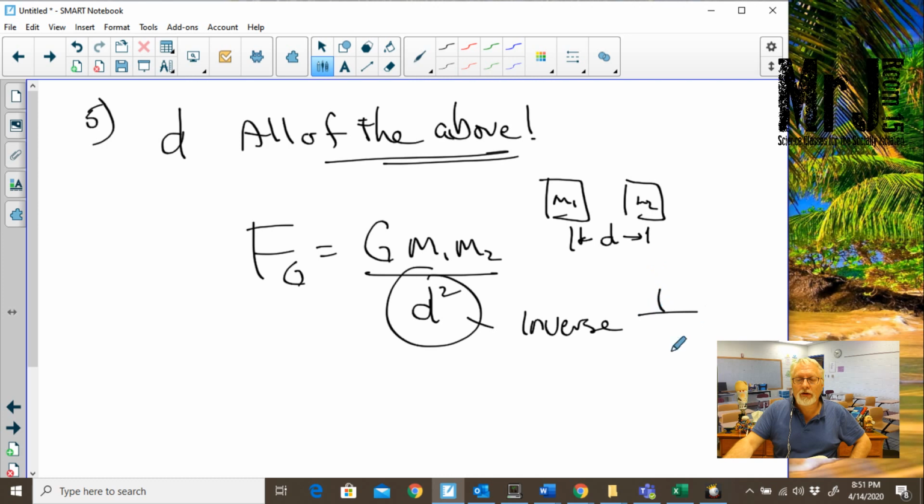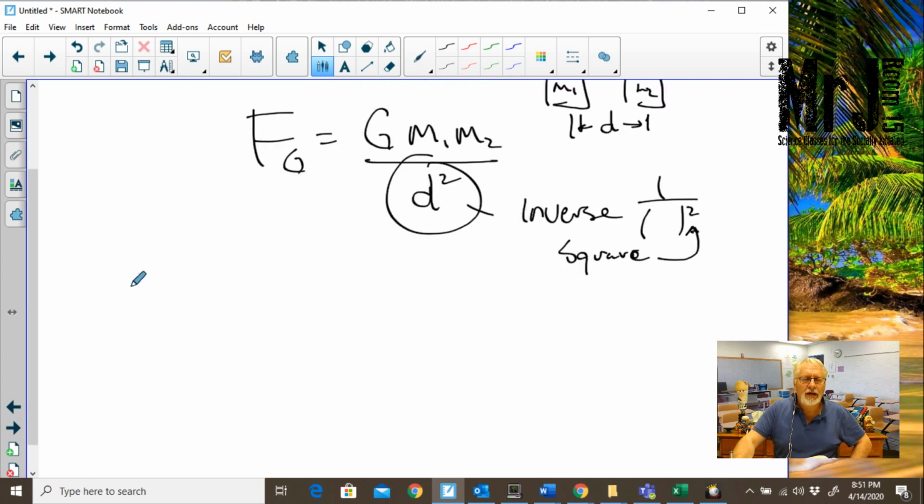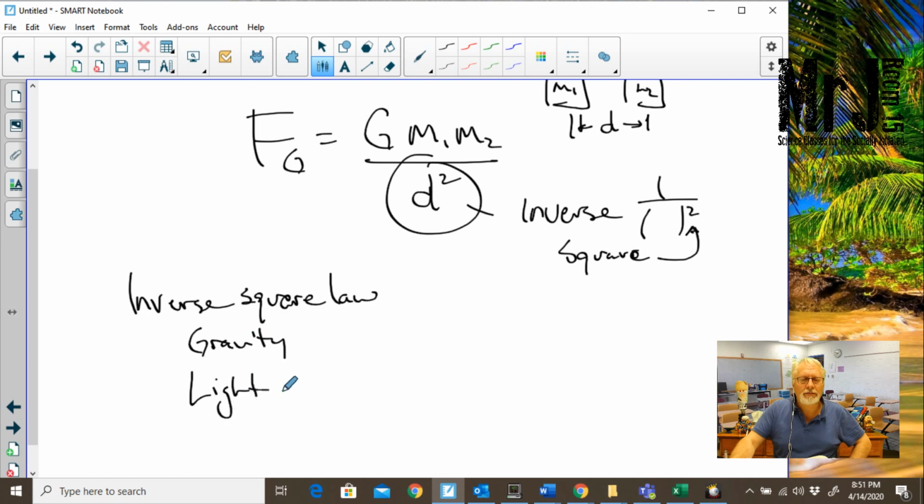Inverse because it's 1 over, and square because we've got this little superscript 2 there. We talk about the inverse square law. We see this in gravity, but also in light. You can think of a candle.